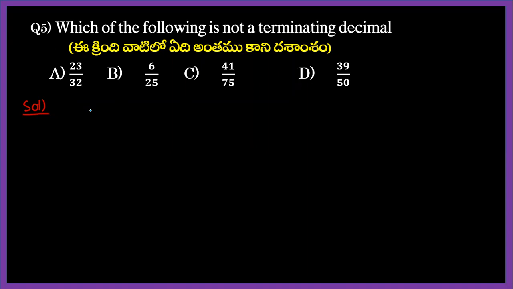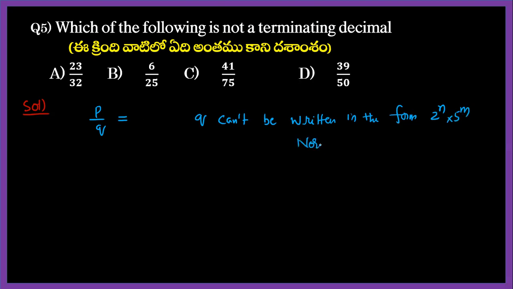As you know that a rational number P by Q whose denominator Q cannot be written in the form 2 power n into 5 power m, then it is a non-terminating decimal, that too non-terminating recurring decimal.